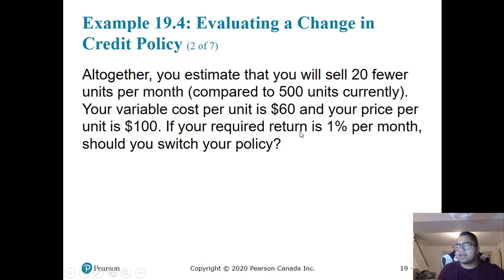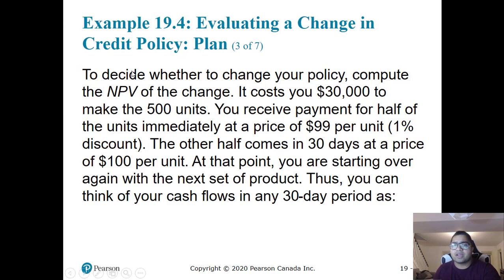If your required rate of return is 1% per month, would you switch your policy? So how do you decide that? What is happening is that you currently give a 1% discount to your consumers who pay on time. So instead of a $100 product, you sell it at 99 if they pay in cash.